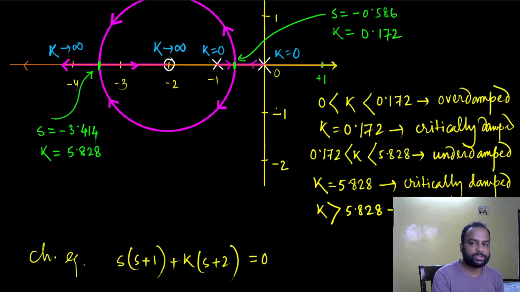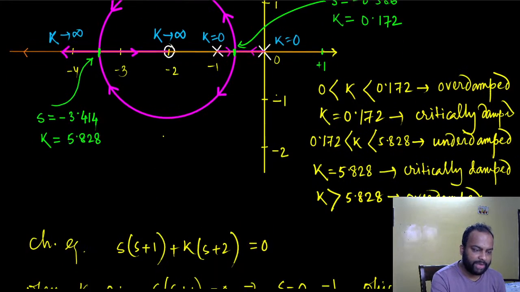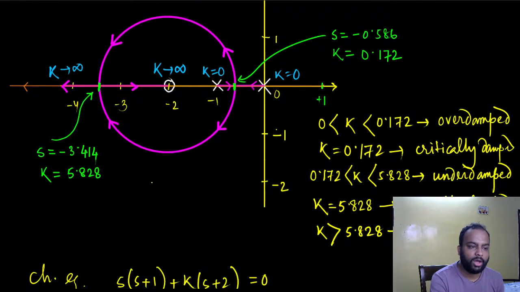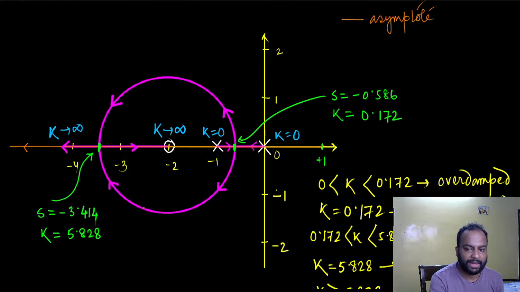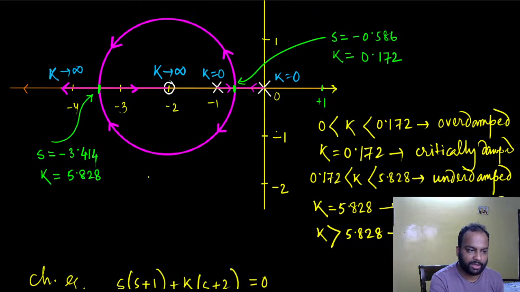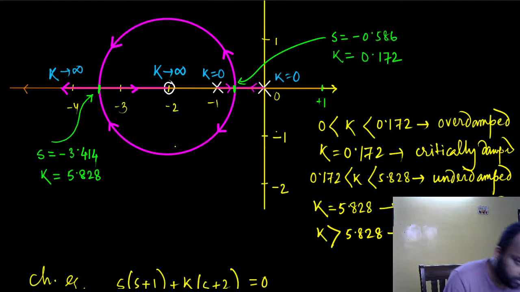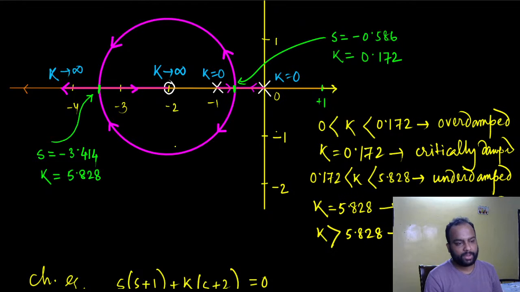See, none of this could have been figured out using Routh-Hurwitz alone, right? In fact, Routh-Hurwitz only played a role of saying that the system cannot be unstable at any given value of k as long as k is positive. That is the entire role Routh-Hurwitz played in this one, right? And if you draw the S grid on top of it, you will be able to figure out the exact values of damping ratio and everything at any points.